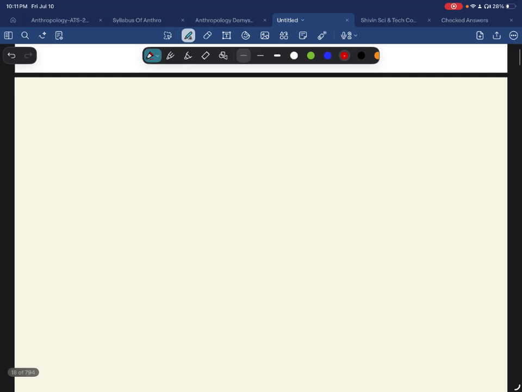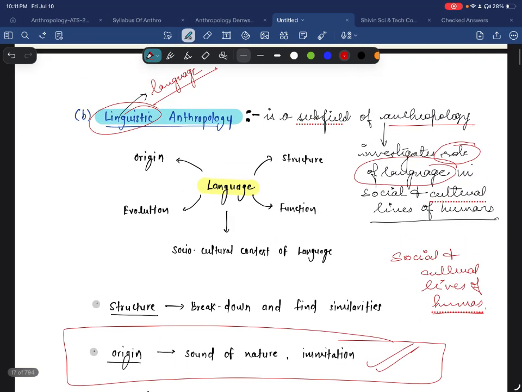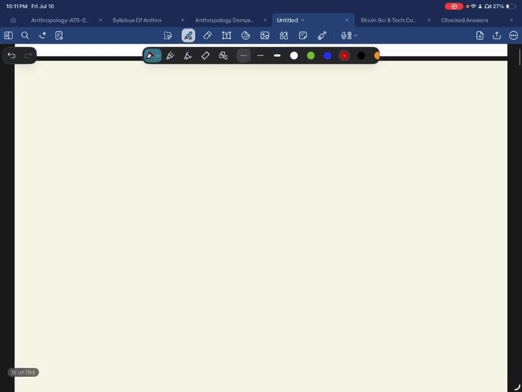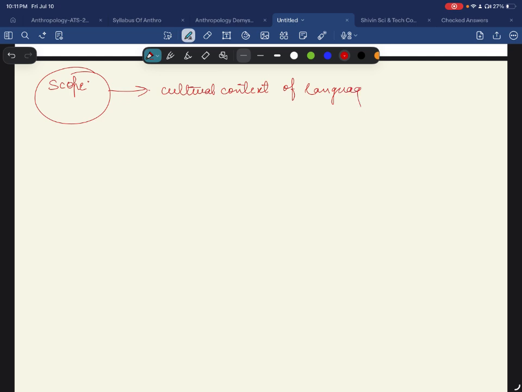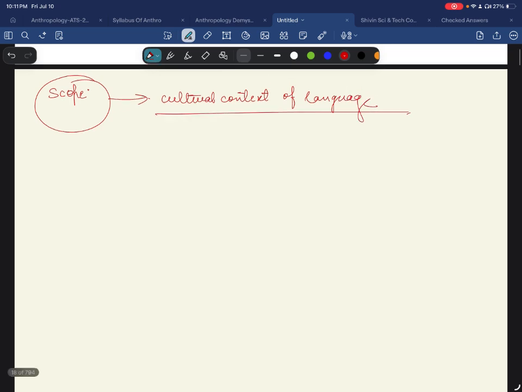So I did the linguistic anthropology definition. If I get into the scope, firstly, cultural context of language. I'll give you very brief ideas about it. You just expand it as per your understanding and your perception. In this cultural context of language, we'll address how language is embedded in cultural practices, right?